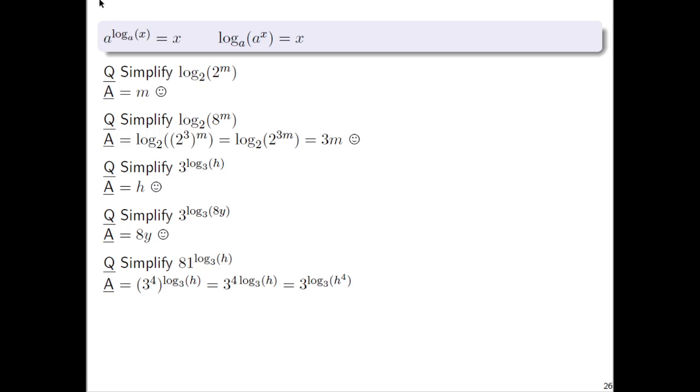And now we have something that fits this format. A is 3, x is h to the 4th. So this simplifies to h to the 4th. That was a more challenging question, wasn't it?